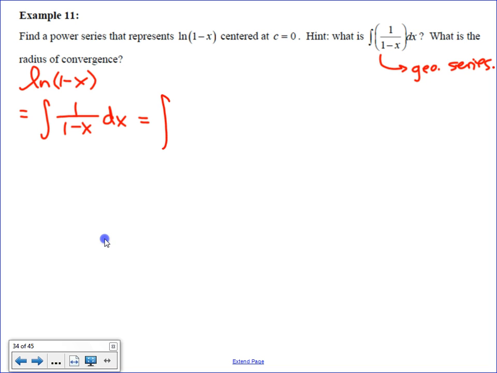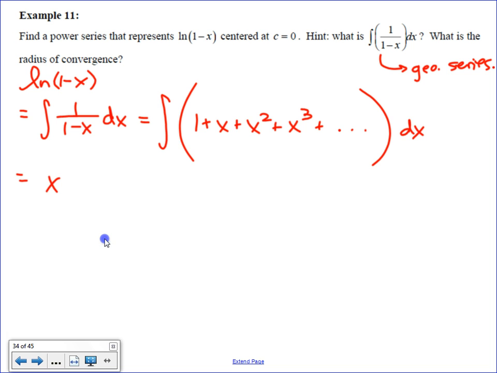Which equals the integral of, what can I substitute for 1 over 1 minus x? And I have no constants, right? dx. So I could go ahead and say ln of 1 minus x is equal to the integral of 1, integral of x, integral of... That makes everything so much easier.